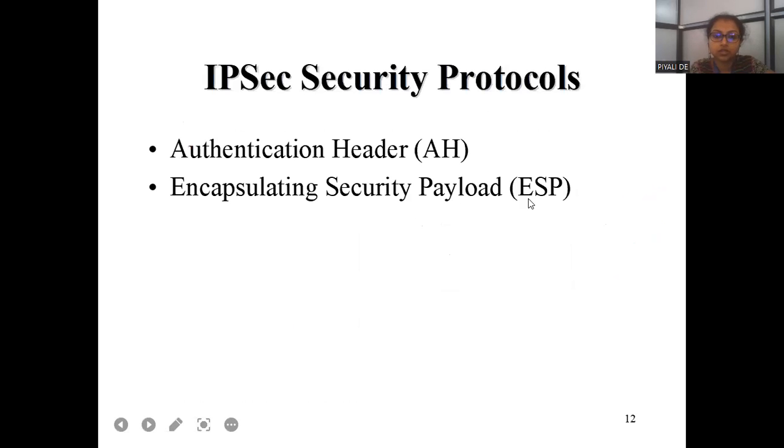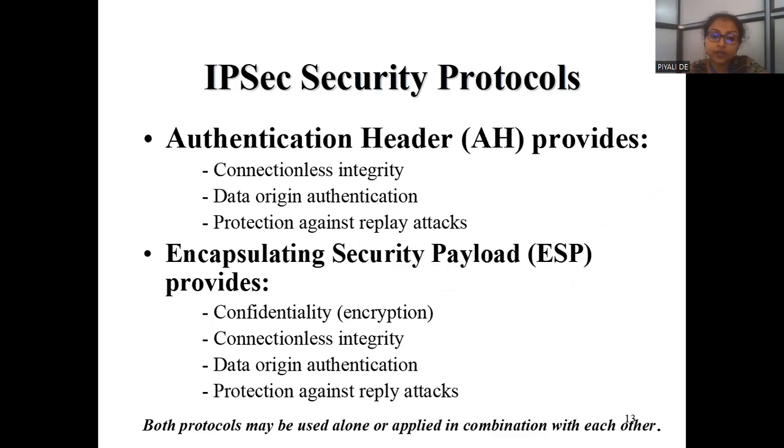Now we will discuss the different protocols that exist in IPsec. IPsec consists of two types of protocol: the authentication header protocol and the encapsulating security payload. So what is the task of the authentication protocol? The authentication protocol provides data integrity, and also provides data origin authentication and user authentication, and it also protects against replay attacks.